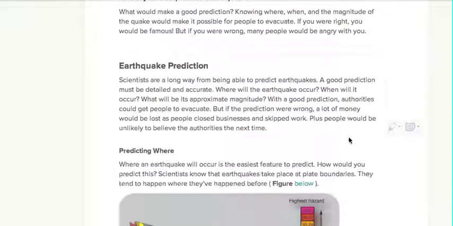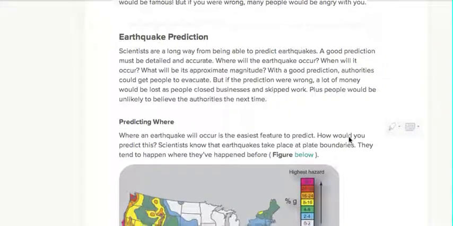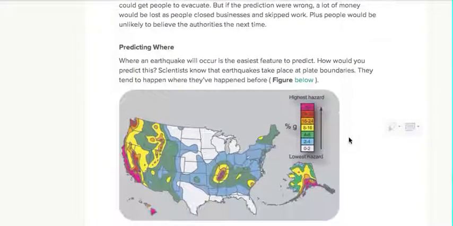Earthquake prediction. Scientists are a long way from being able to predict earthquakes. A good prediction must be detailed and accurate. Where will the earthquake occur? When will it occur? What will be its approximate magnitude? With a good prediction, authorities could get people to evacuate. But if the prediction were wrong, a lot of money would be lost as people closed businesses and skipped work. Plus, people would be unlikely to believe the authorities the next time. Kind of like that cry wolf syndrome. You hear it so much, then you begin to ignore it.